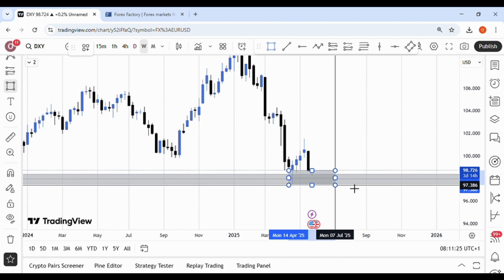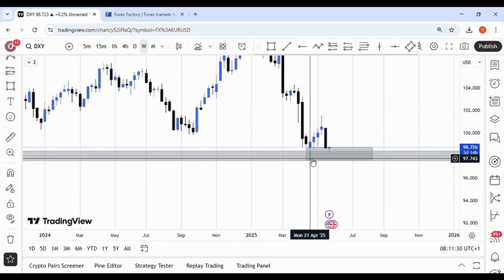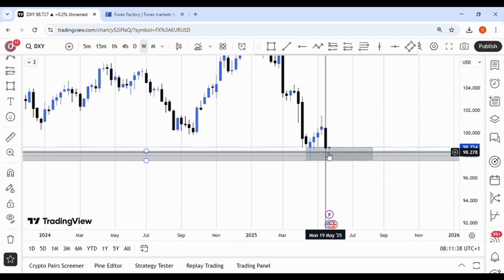Yeah, this is a rejection week here. Price tapped into this fair value gap and rejected it easily, as fast as possible. Price rejected that particular place fast. Now, what do you expect from price to do?